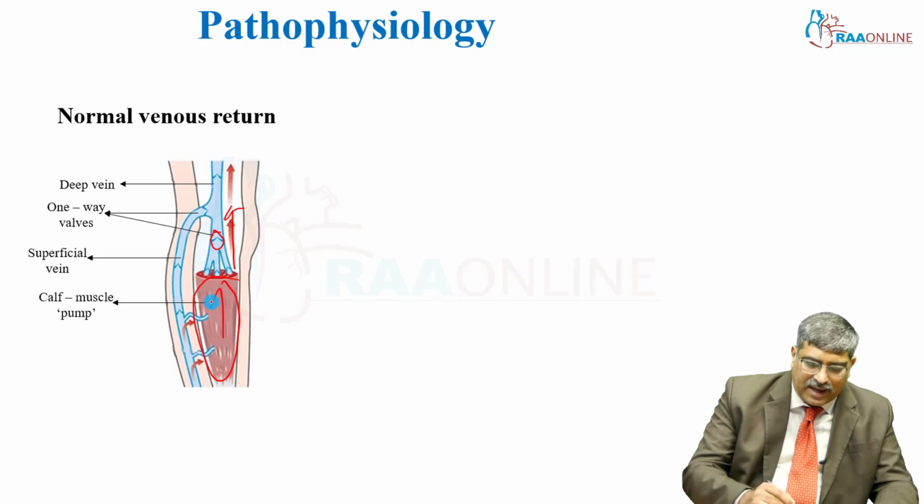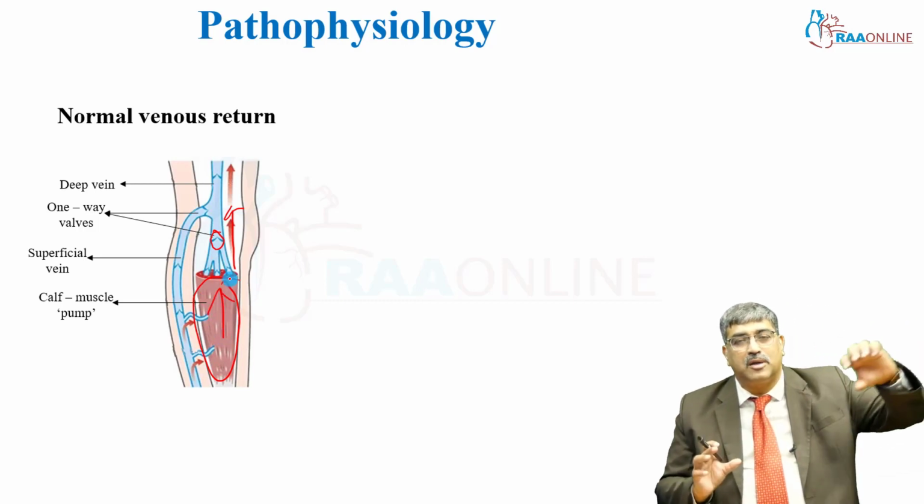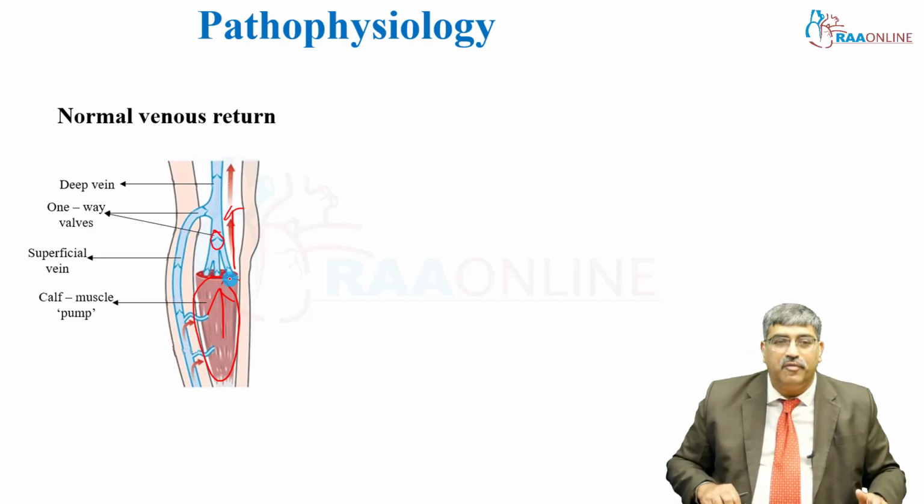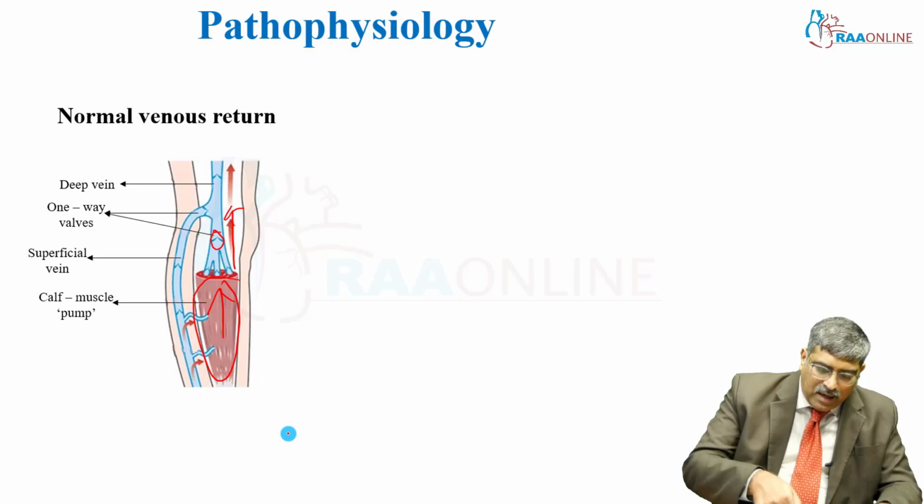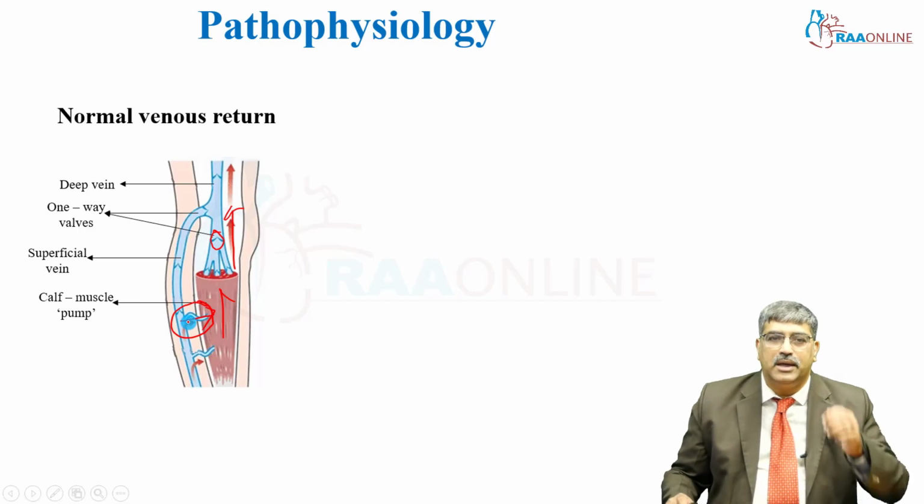Whenever it contracts, it pushes the blood from the distal part to the proximal part towards the heart. So, this is the normal venous circulation. And another thing is the perforator vein, which forms a connection between the superficial and the deep vein.